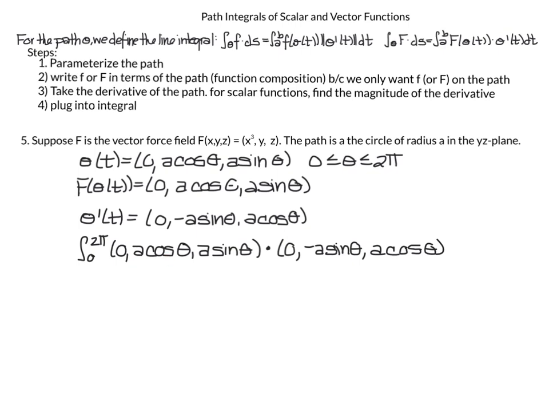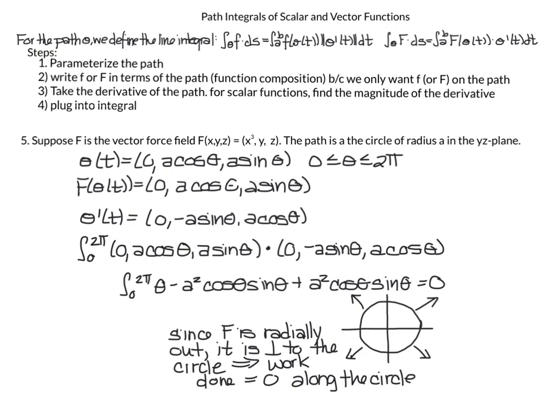And if you look at this, it looks like it's going to cancel out. When we do the calculation, the dot product, we see it's equal to 0. And if we also look at this kind of pictorially, we have this circle, and f is radially out. In other words, it has this x component, which is extra long, but it's basically x, y, and z. It's pointing outwards from the center. And so since f is radially out, it is perpendicular to the circle, meaning the work done is equal to 0 along this circle, which is exactly what the 0 is.